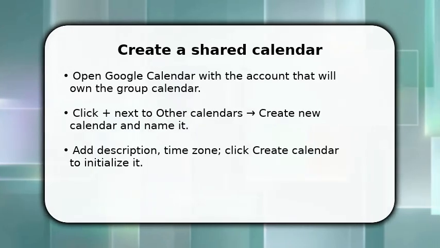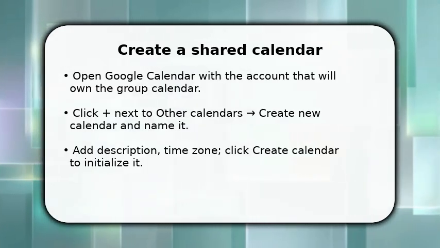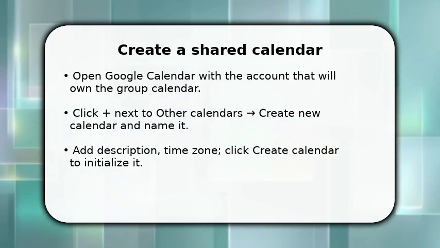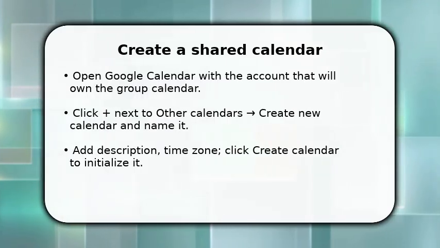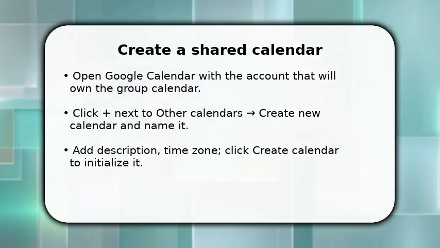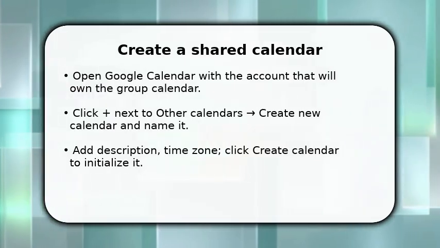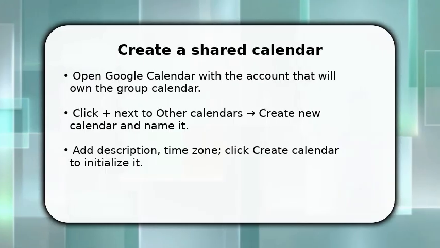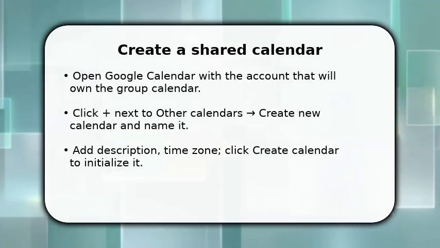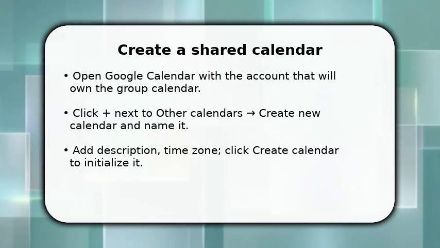You start by making the calendar that everyone will use. Open Google Calendar with the account that will own the group calendar. Once there, click the plus next to Other Calendars and choose Create New Calendar. Name it clearly for the group and add a concise description and the correct time zone so events sync properly. Make sure to click Create Calendar.